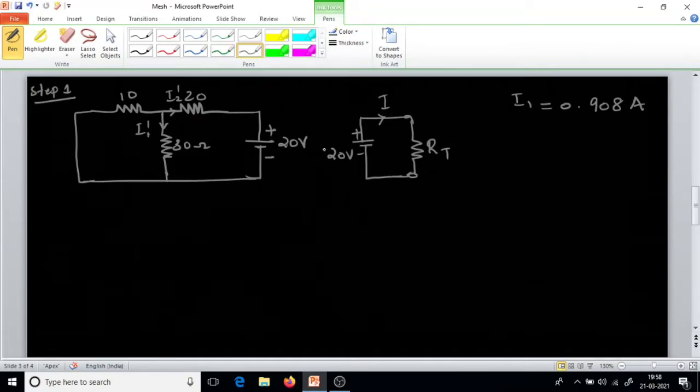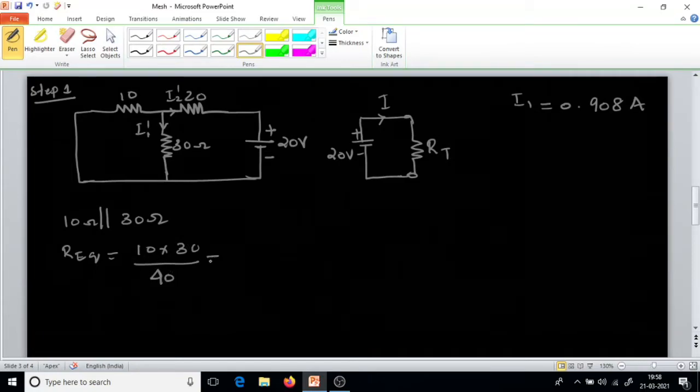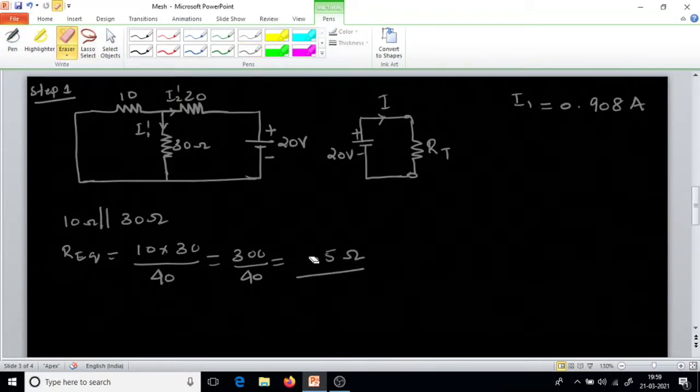Now we will find the equivalent resistance. What is the equivalent resistance? So 10 ohm in parallel with 30 ohm. R equivalent equals 10 multiplied by 30 upon 10 plus 30, that is 40. So it will be 300 upon 40. It comes to 7.5 ohms.